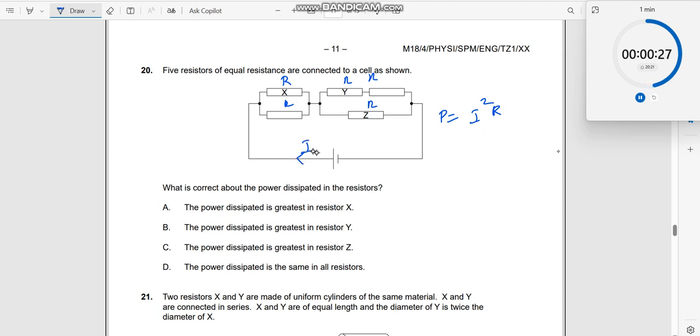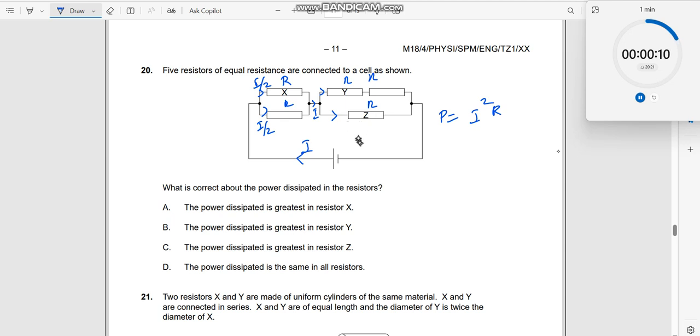Let I be the current drawn from the battery. When it comes here, this will be divided into I by 2 and I by 2. And when it comes here, once again you get I. Once again you see, larger current will flow here, smaller current will flow here. So as a result, more current.